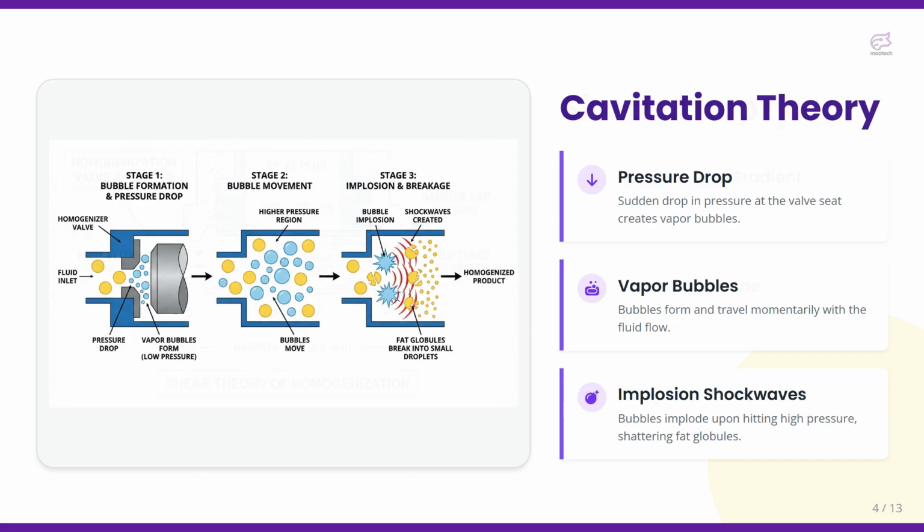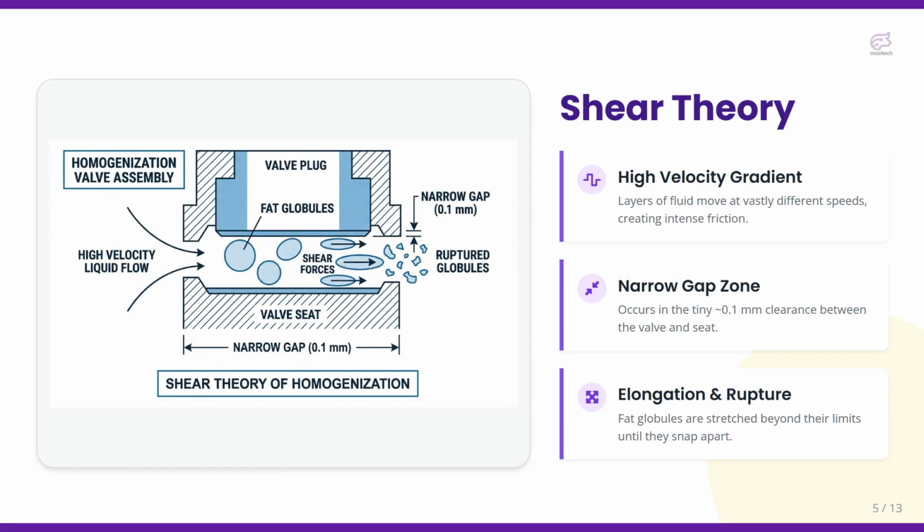Now we examine the shear theory. Milk flows through a very narrow gap, approximately 0.1 millimeters. Different layers of fluid move at different velocities. This creates velocity gradients. The resulting shear forces elongate fat globules beyond their elastic limit, causing rupture. Thus, frictional forces assist in breakup.